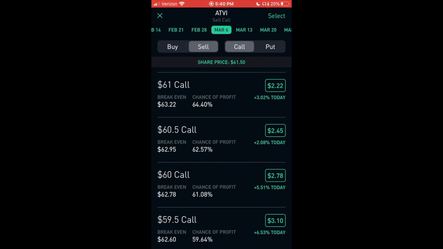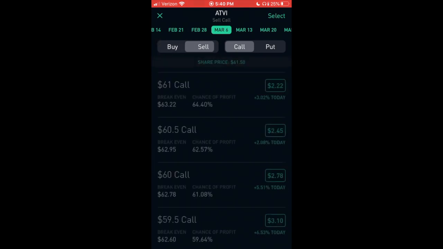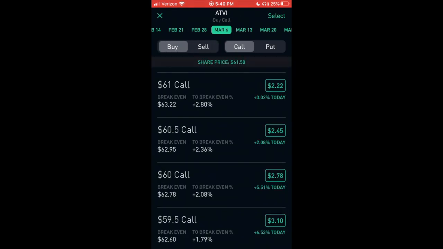But this one is going to show a little bit different information on the breakdown. So the break-even price is $63.22, and then this one's always fun because it says your chance of profit is 64.4. So again, we're just looking at the prices here. So these are completely opposite bets. These are completely opposite trades if I'm buying a call versus selling a call. However, in this option chain, they are priced the same.